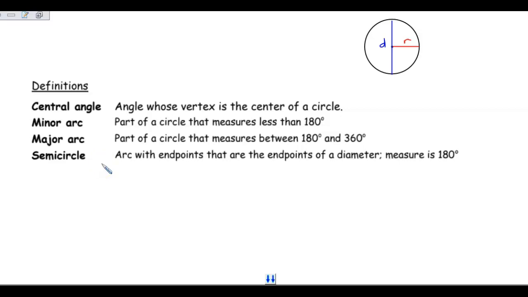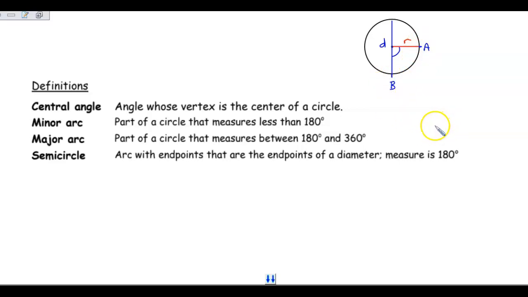So the central angle is the angle whose vertex is the center of a circle. So let's say we're talking about this one. This is my central angle, from this radius to this radius. The minor arc is the part of the circle that measures less than 180 degrees. So in this case, it would be from this point to this point. This would be an arc. A lot of times they are designated by capital letters, and so this would be the minor arc AB.